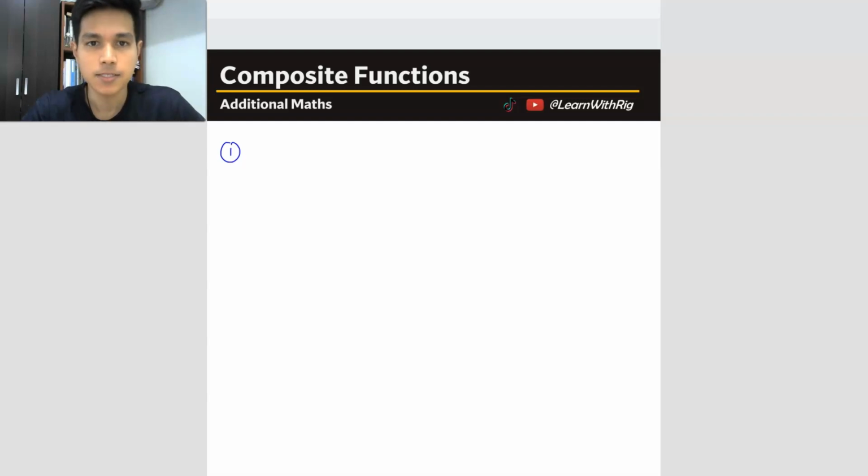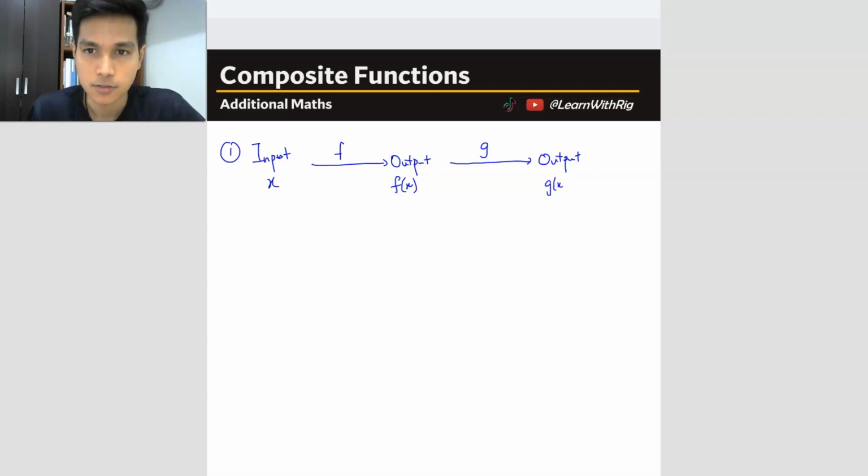So for example, let's say you've got an input. This input is x, and this input goes through the function f to give you an output. This output is known as f(x). Now let's say it goes through another function called g. It gives you another output. If you write g(x) here, your answer is wrong. Why? Because this is not a g(x) function, because it goes through two functions to give you this output. So it's not actually g(x).